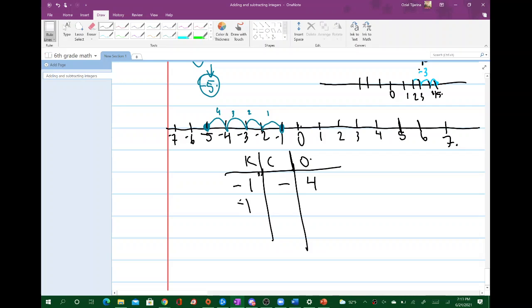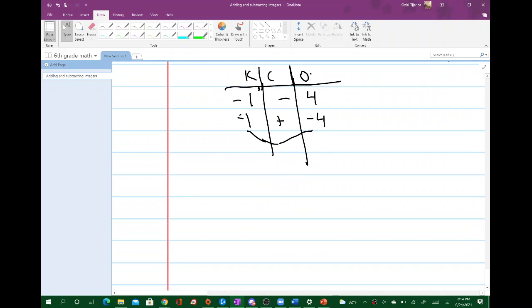This is really negative 1 plus, and then I do the opposite of 4. What is the opposite of 4? It's negative 4. And so remember that a negative plus a negative equals a negative.